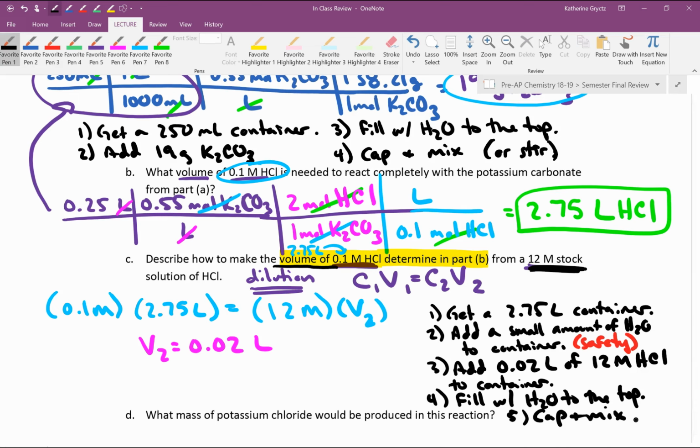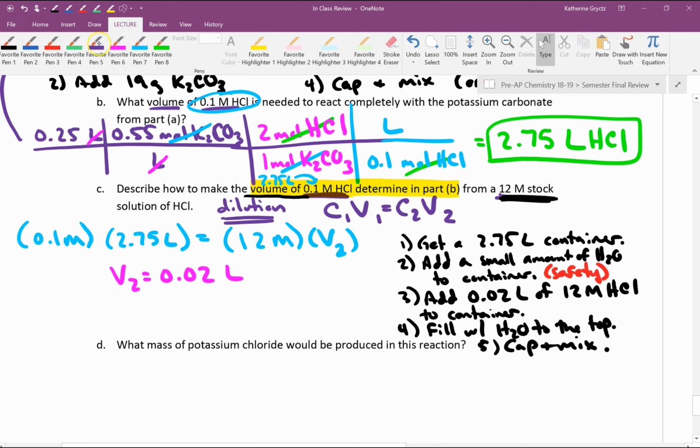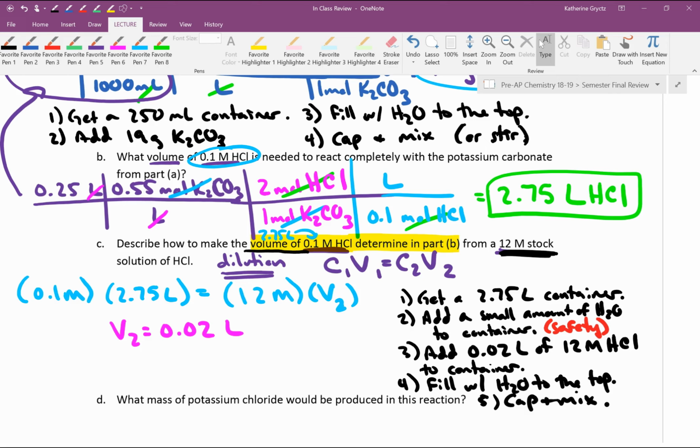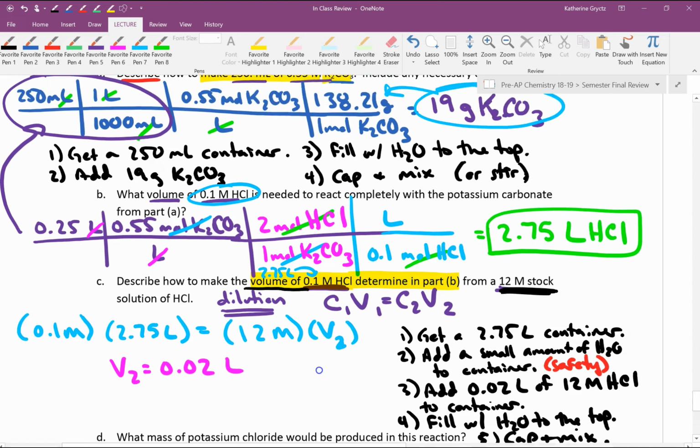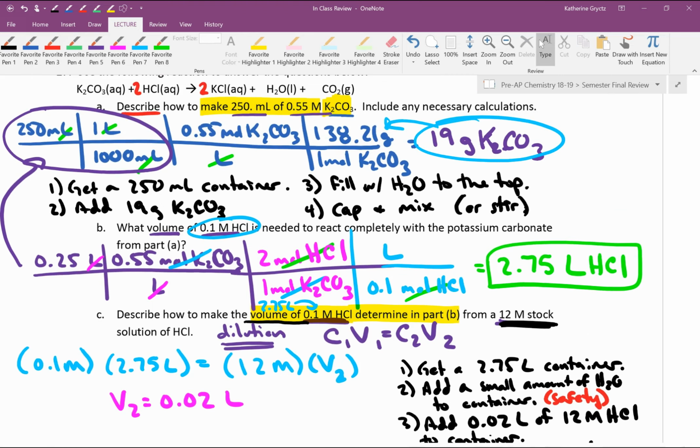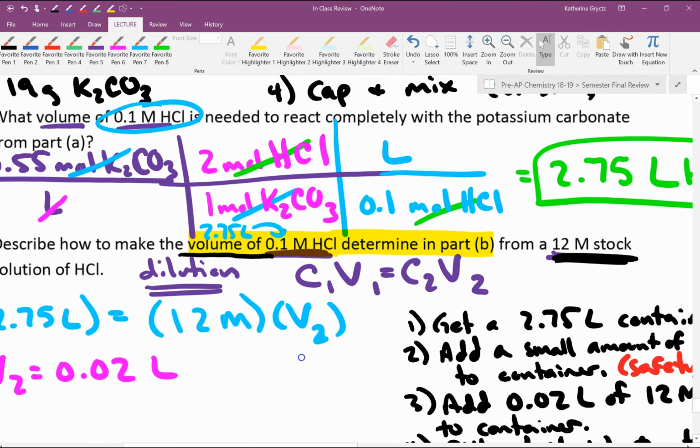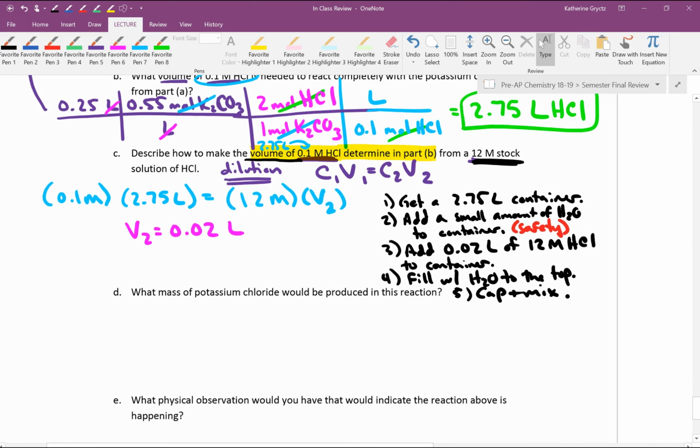All right, D says what mass of potassium chloride would be produced in this reaction. So it's all the same question, so we can use any of the numbers we've used before, except for from part C, that's how we were making something that we needed. So from A or B, those guys went together. So you can either use the 19 grams of potassium carbonate, the 2.75 liters of the HCl, the 250 milliliters of the 0.55 molar K2CO3. So most of you guys are probably most comfortable with the grams. So I'm going to go there and just use this one, but you could use any of them that you wanted. So we'd convert it to moles.